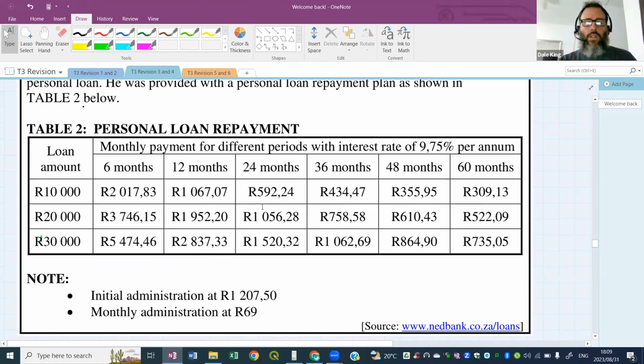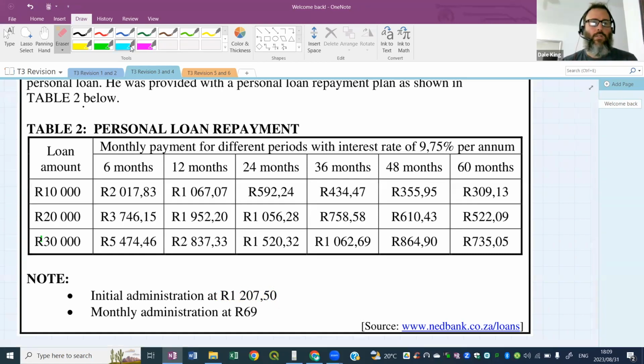Then we have notes here at the bottom. And it says here we have an initial administration fee of 1,207 Rand. And the banks love admin fees. They love them. They say to start this loan off, you have to pay us 1,207 Rand and 50 cents. You don't have to pay it every month. It's just an initial payment.